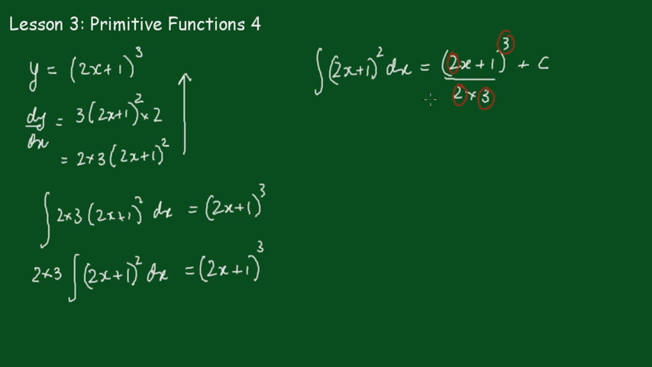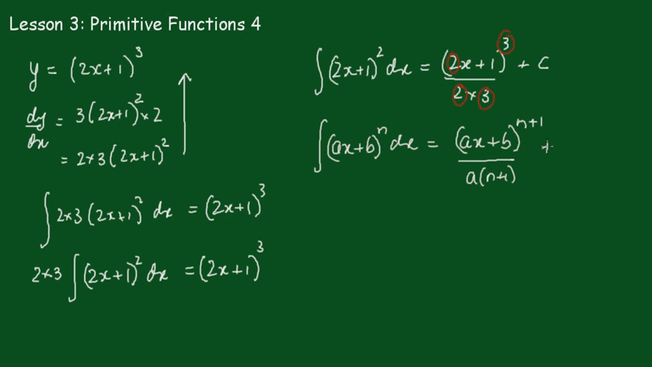So now we're ready to write out the rule and then apply it to some examples. So here's the rule. If I have the integral of (ax plus b) to the power n dx, then the result will be (ax plus b) to the n plus 1, over a times (n plus 1), plus some constant.